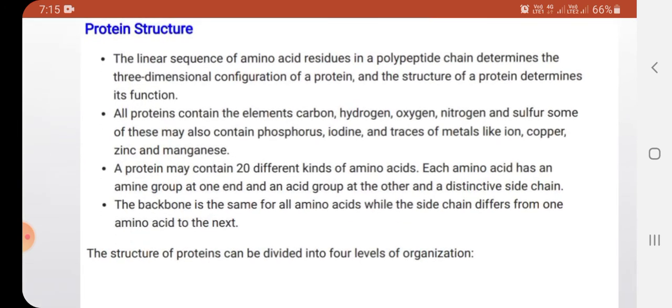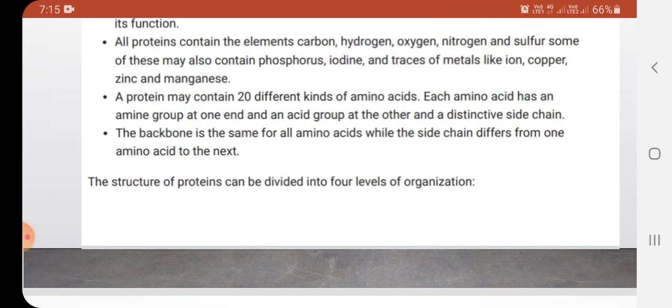Next, the structure of the protein. The linear sequence of amino acid residues in polypeptide chains determines the three-dimensional configuration of a protein, and the structure of a protein determines its functions. All proteins contain the elements carbon, hydrogen, oxygen, nitrogen and sulfur, and some may also contain phosphorus, iodine and traces of metals like copper, zinc and manganese.